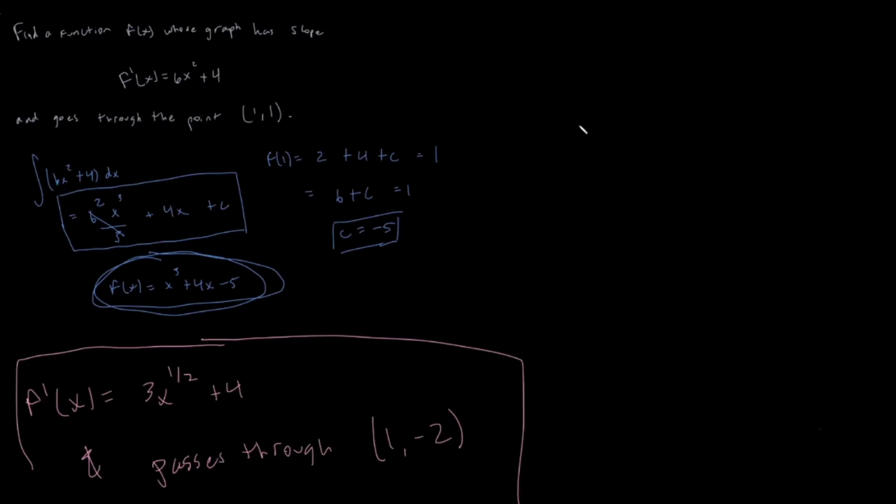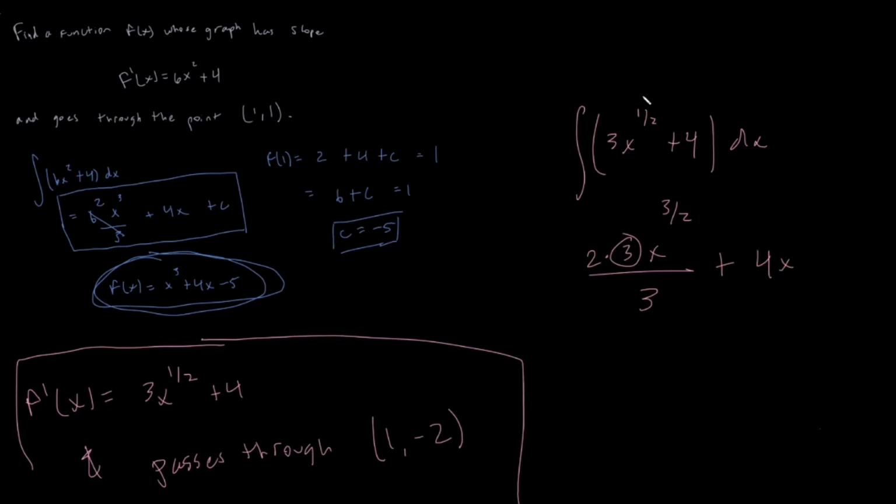Alright, let's anti-differentiate. So the 1/2 becomes a 3/2. Divide by 3/2. This is the 3 from earlier, and this is the dividing by 3/2, plus 4x. If it's a constant, it just becomes that. So no problem, plus c. This is our function. And so that would be 6/3 is 2x to the 3/2 plus 4x plus c. And furthermore, f of 1 equals -2.